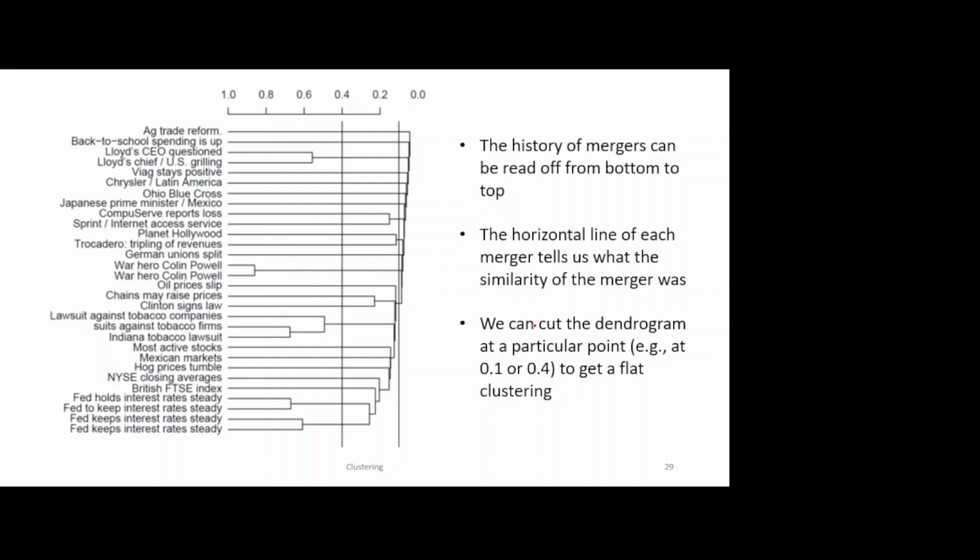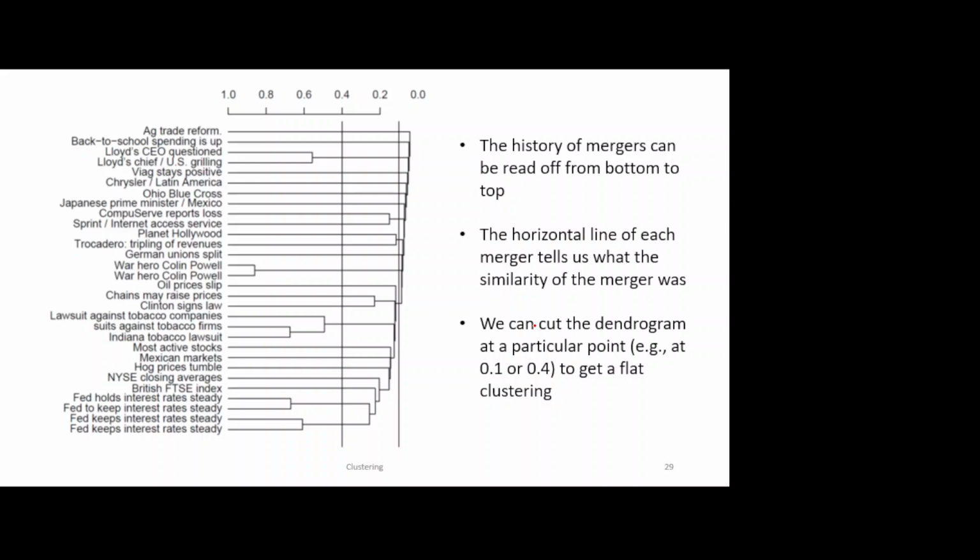This merging forms a history, right? How they merge together. This tree we call a dendrogram. It shows the merge history and the relationship between these documents.